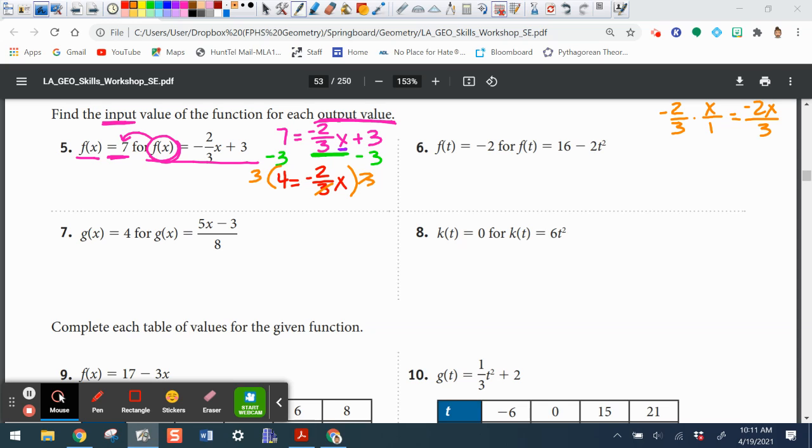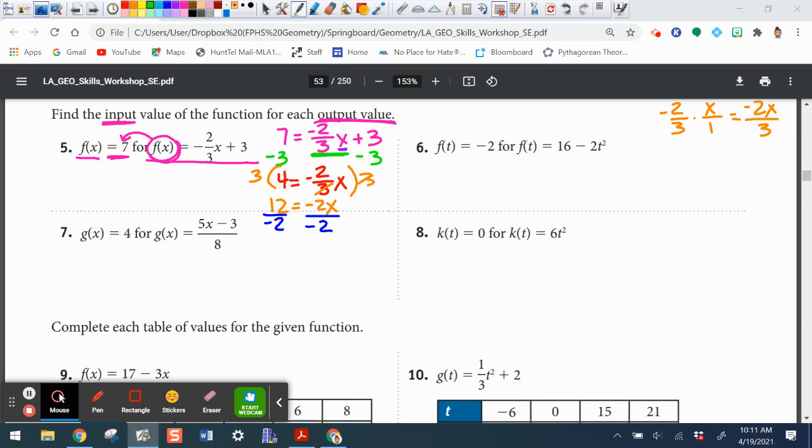And 4 times 3 will be 12, equal to. So all we're left with is that negative 2 times x. Now to undo that negative 2 multiplying by x, we're going to divide by negative 2. And whatever you do to one side, just like we did with the multiplication of 3, we have to do to the other side.